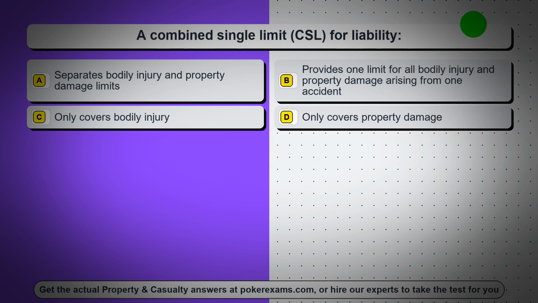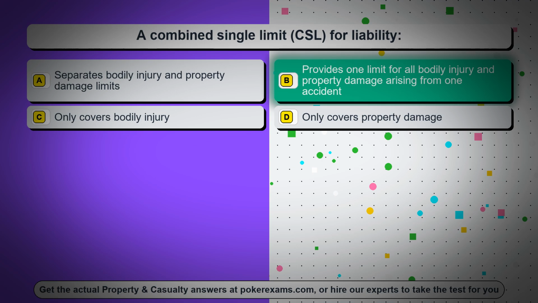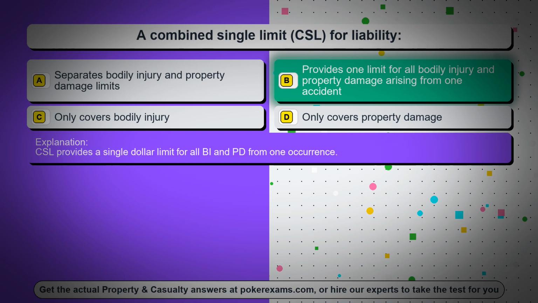Question 64. A combined single limit, CSL, for liability. Option A separates bodily injury and property damage limits. Option B provides one limit for all bodily injury and property damage arising from one accident. Option C only covers bodily injury. Option D only covers property damage. The correct answer is option B, provides one limit for all bodily injury and property damage arising from one accident. CSL provides a single dollar limit for all BI and PD from one occurrence.